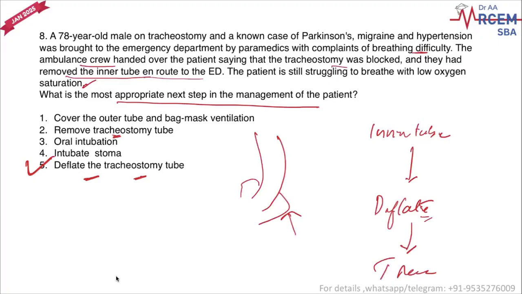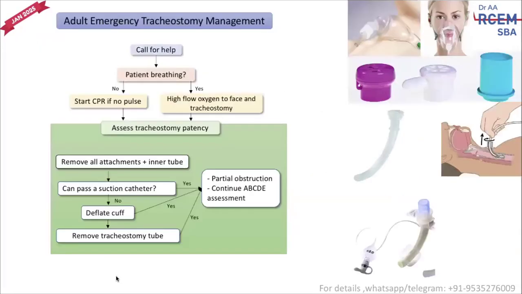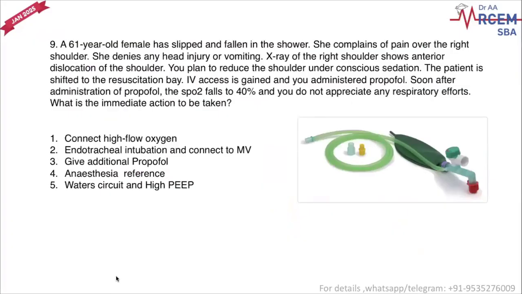After deflating, removing the tracheostomy tube. If you remove the tracheostomy tube when it is inflated itself, it will cause trauma. It's like pulling out a urethral catheter without deflating it. It will be a similar kind of trauma. The same thing we have discussed.